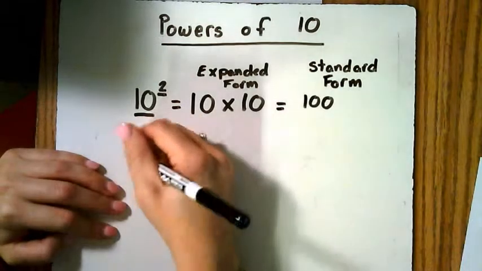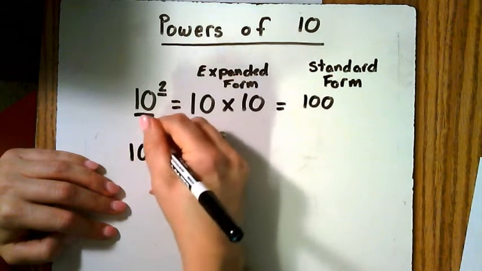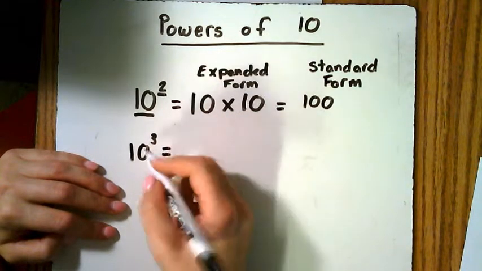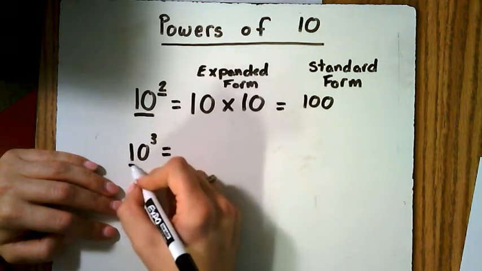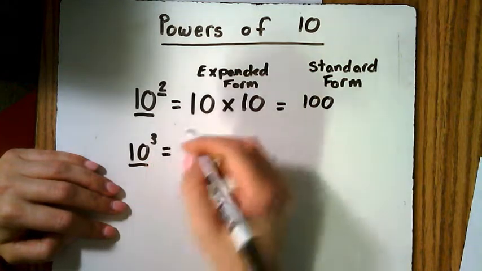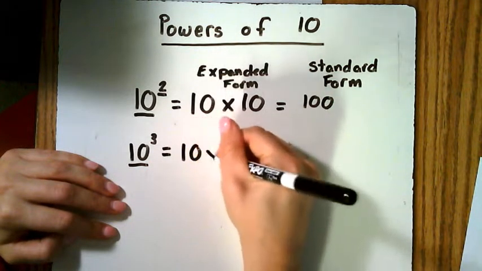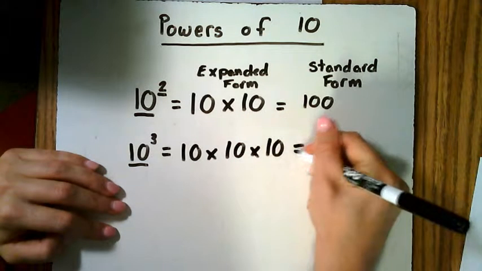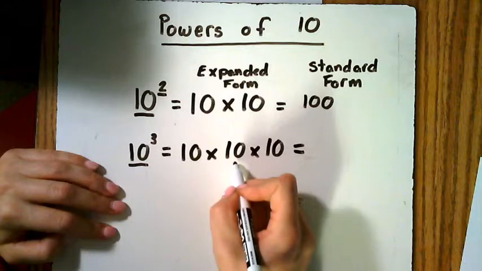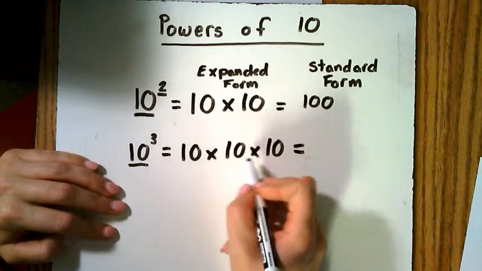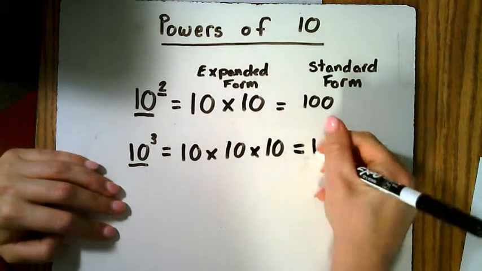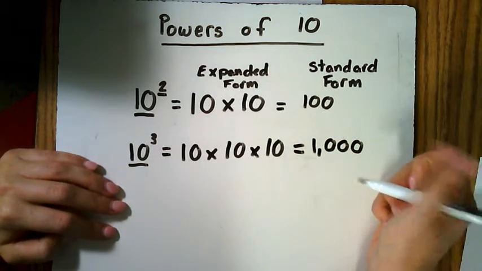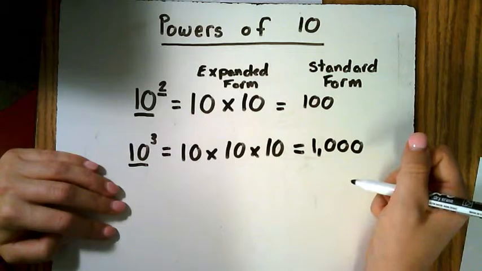Alright, so let's try another one. Let's do 10 to the third power. Well, we can write that in expanded form, and we know that 10 to the third power says that we have to multiply 10 by itself 3 times. That gives us 10 times 10 times 10. We know that 10 times 10 is 100, and 100 times 10 is 1,000. So 10 to the third power, written in standard form, is 1,000.